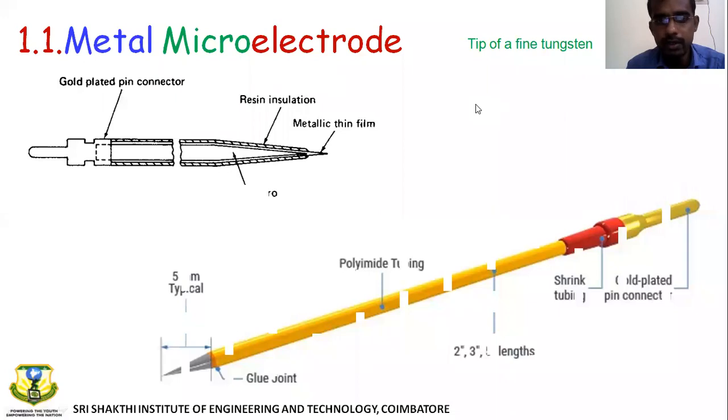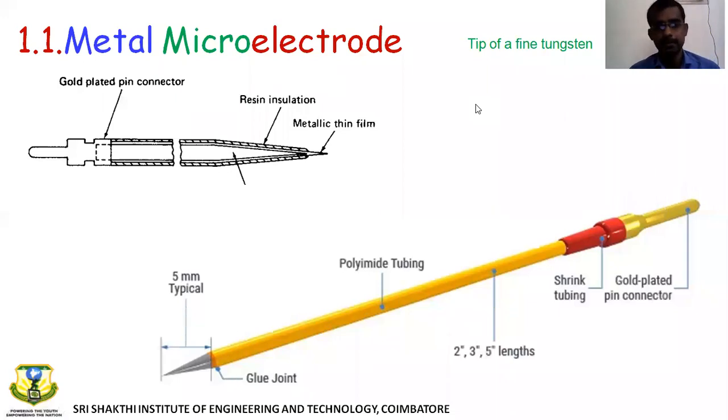See, it looks like a pencil, right? You can see that the metallic part is only 5 millimeter in length, but the tip is 0.5 millimeter, not even 1 millimeter. It is 0.5 or less than that. That's what they say, the various types. You can see that there is a gold plated pin connector. So the probe is going to run from here, and inside that there will be wire.